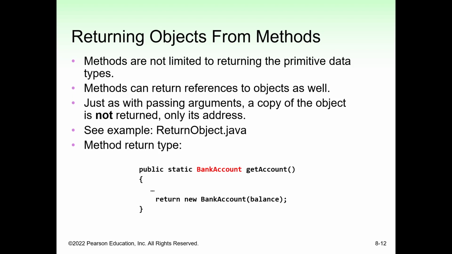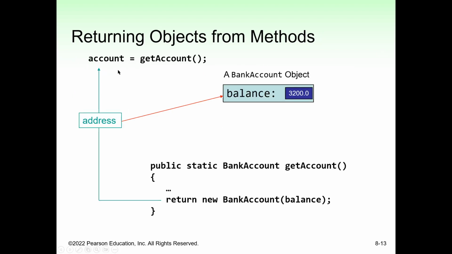But the only thing that you have to remember is that it's not a copy of the object that's being returned, it's only the address that is pointing to that object that is being returned. Let me show you an example right here. In this case, account is our variable to store our object that we're going to return, and we have the get account method.